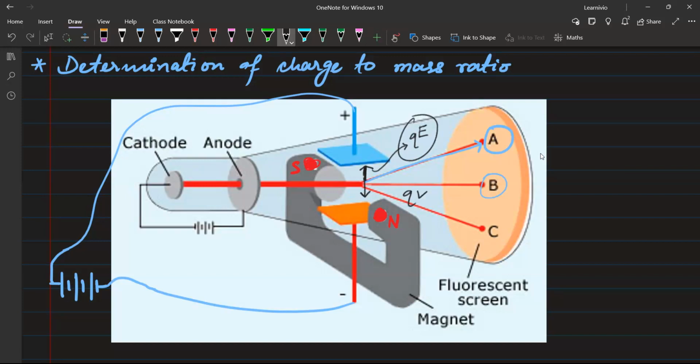So the force applied by the magnets or the magnetic field will be equal to Q into V into B. V is the velocity, B is the magnetic field. This is the force in the downward direction. Does that make sense? Till here, yes or no? Please tell me.